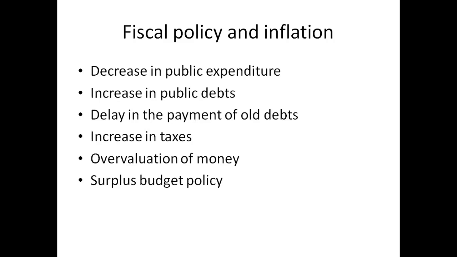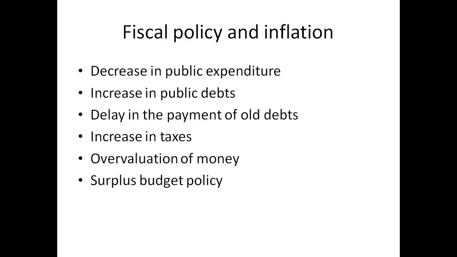Then I have another point, that is increase in the public debts. To reduce private expenditure, it is necessary to move up the purchasing power of the private sector through public borrowing. How can it be done? By selling debentures and bonds by the government. When government sells debentures and bonds, people purchase them and deposit the money in banks. In that case, we can control the purchasing power.